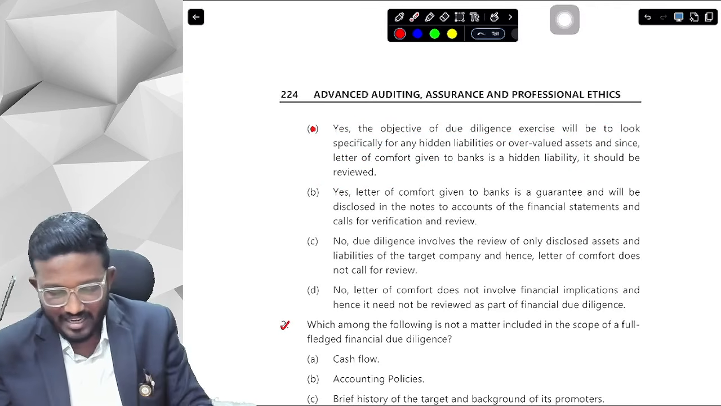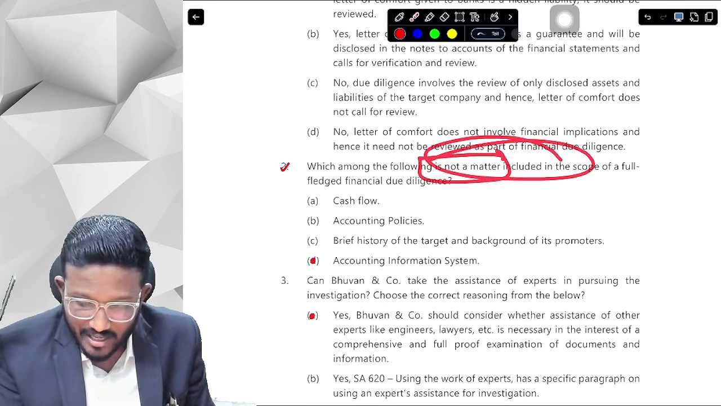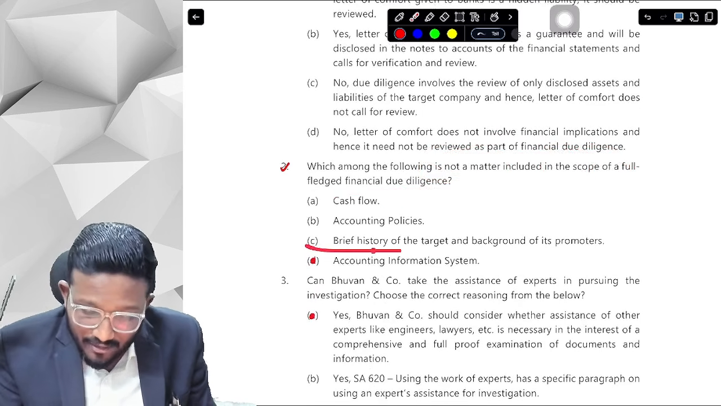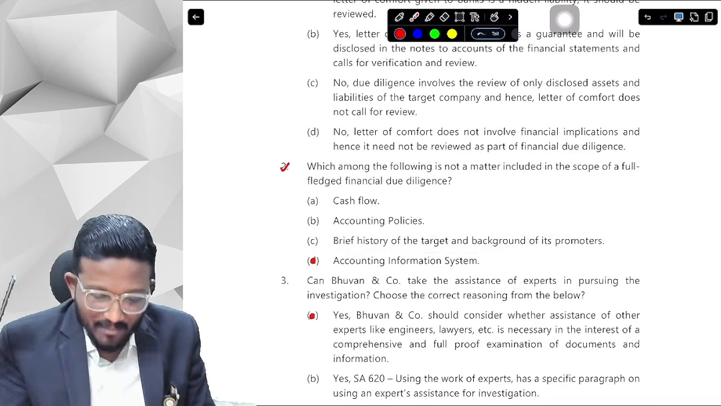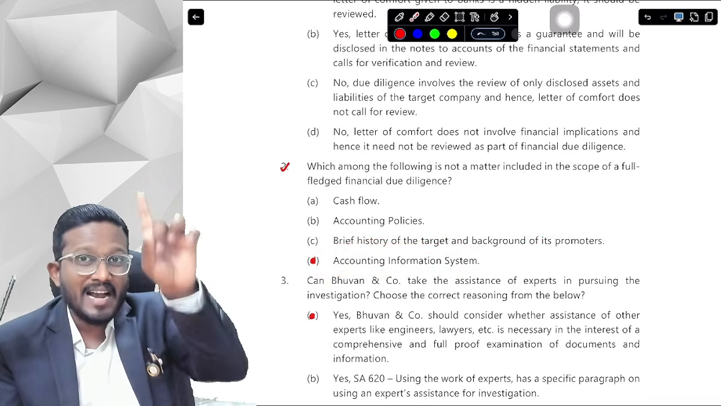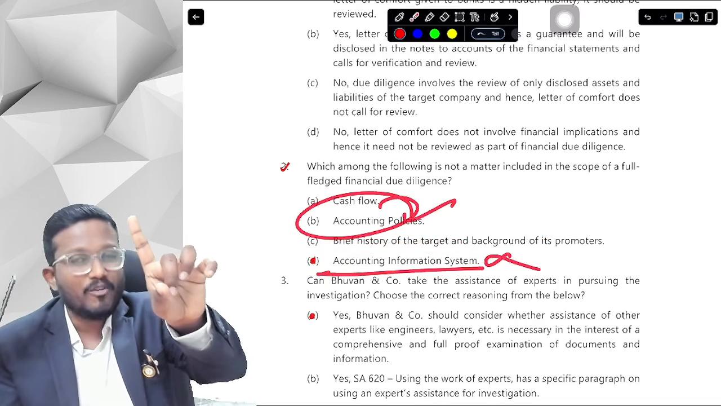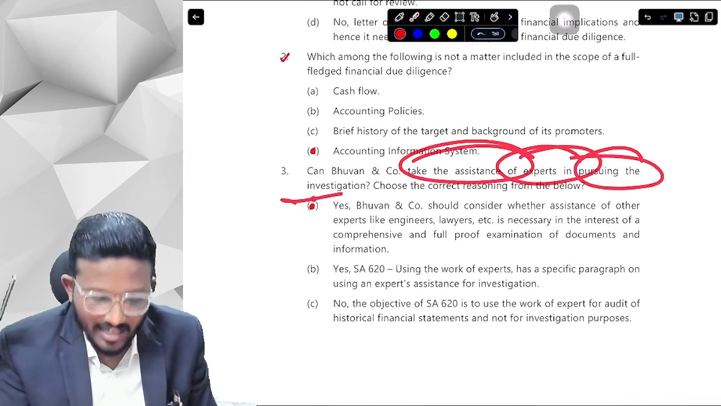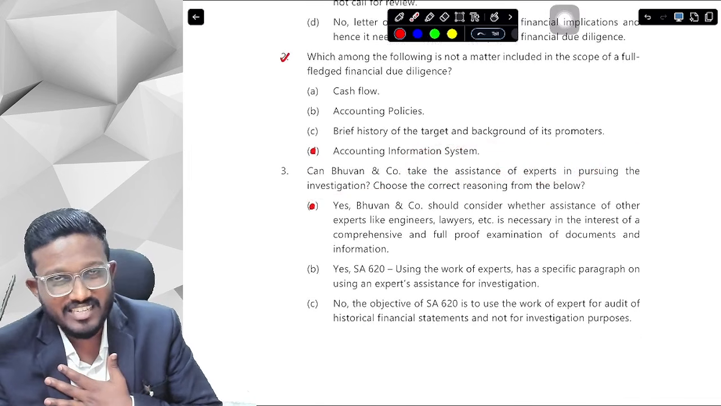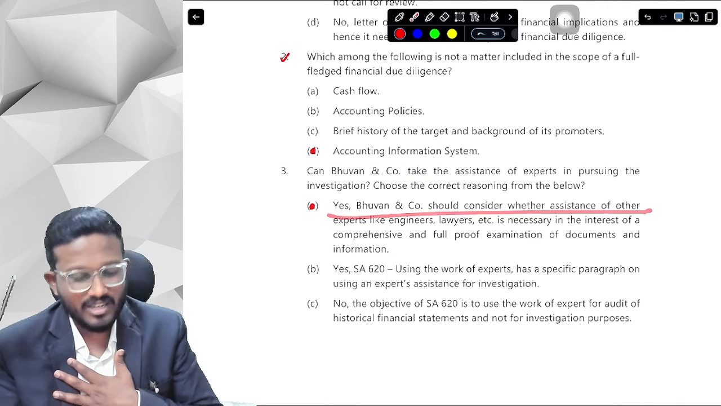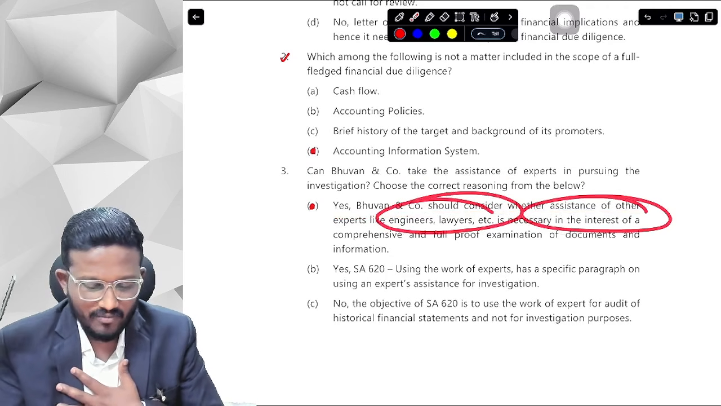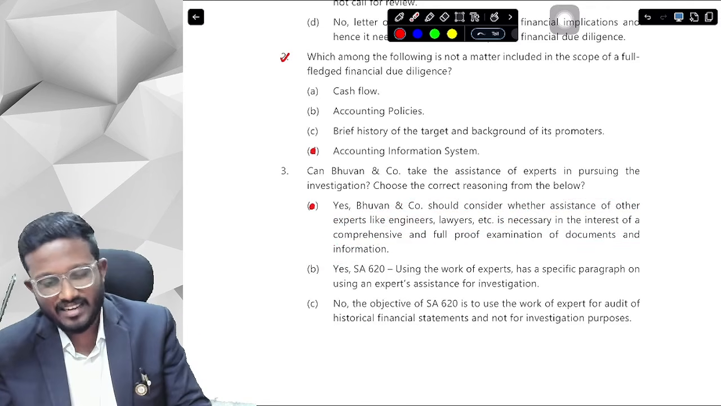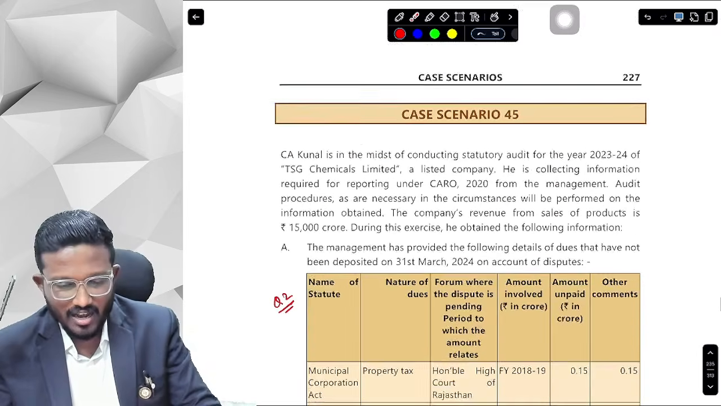Okay, yes sir. Second is what, sir? Which among the following matters is not included in full scope financial due diligence? Cash flow is included, accounting policies are also included, brief history of the target and background of promoters are also included, but accounting information system is not included. Mind you, accounting policies are included, accounting information system is not included. Okay, yes sir. Next, can the company take the assistance of an expert in pursuing the investigation? Can I take assistance of an expert in investigation? Yes sir, I can take the assistance of experts in investigation, like ingenious lawyers, so that I can do a comprehensive and foolproof examination of documents and information. I can take assistance of experts. Okay, yes sir, this was your case scenario 44.